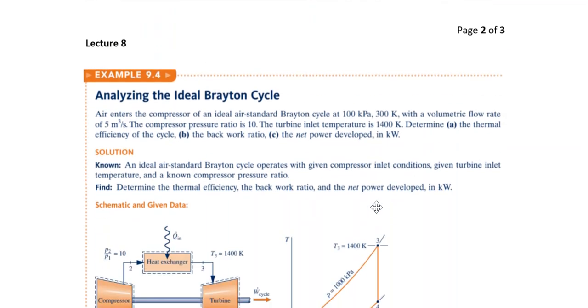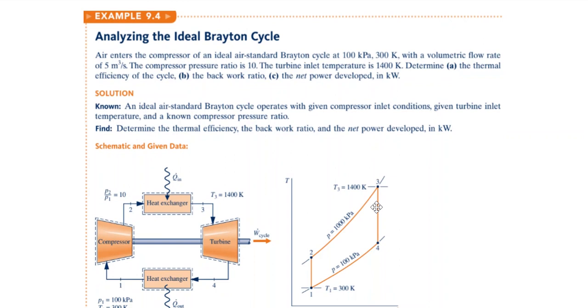Now moving towards another example, example 9.4 of Moran and Shapiro, analyzing the ideal Brayton cycle. Air enters the compressor of an ideal air standard Brayton cycle at 100 kilopascal and 300 Kelvin with a volumetric flow rate of 5 cubic meter per second. The compressor pressure ratio is 10. The turbine inlet temperature is 1400 Kelvin. Determine the thermal efficiency of the cycle, the backwork ratio, and the net power developed in kilowatt.